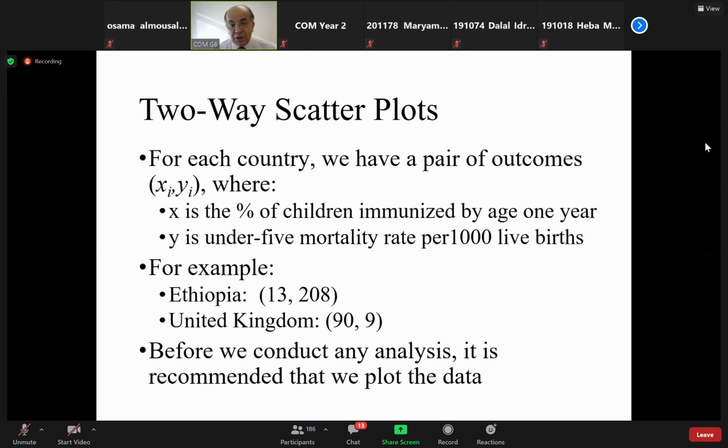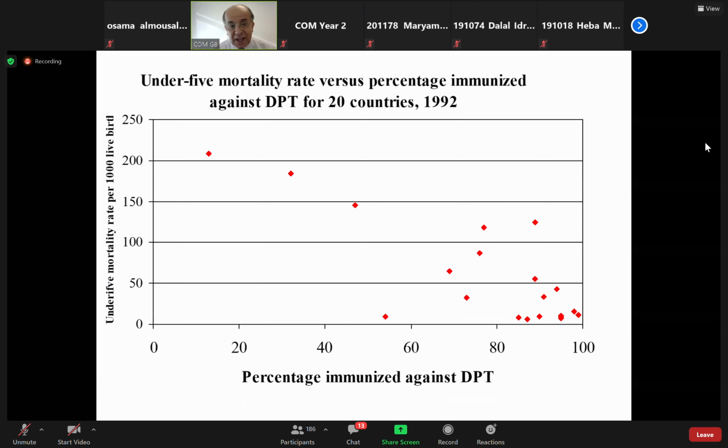Okay, so this is a scatter plot, and this is an example. You can read the example and actually explain it. Now, instead of a table, if we substitute a table with a graph, this is the same relationship.